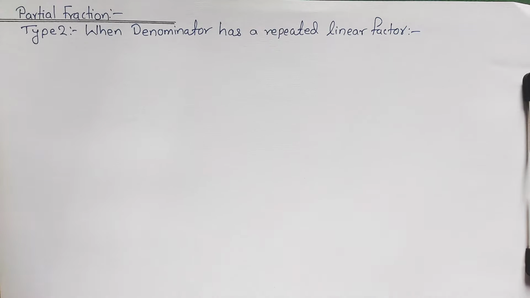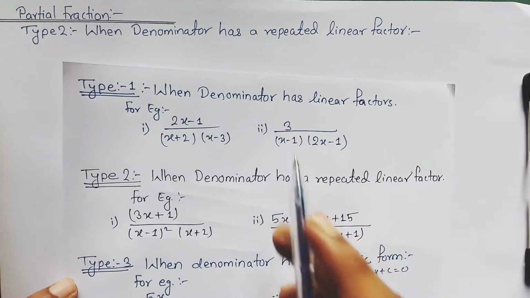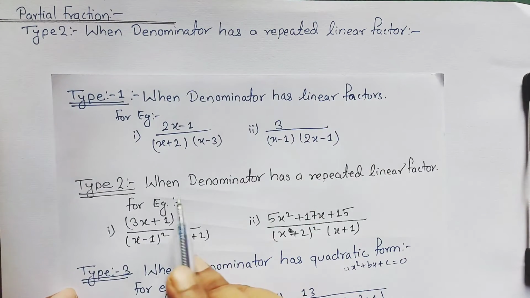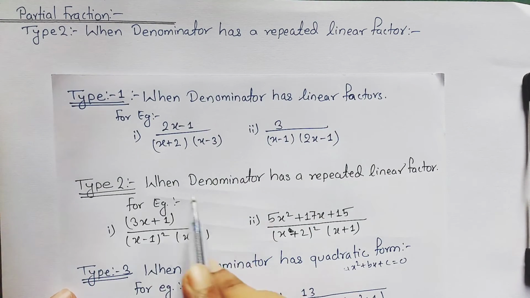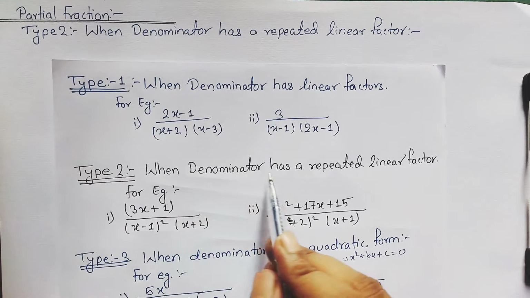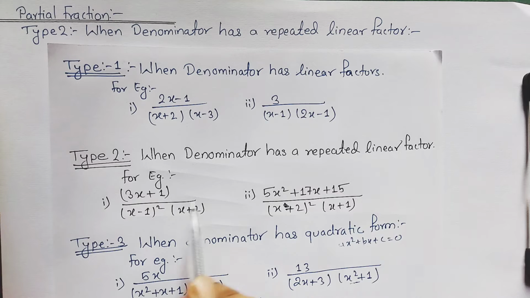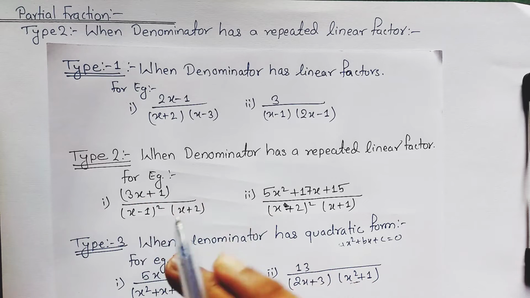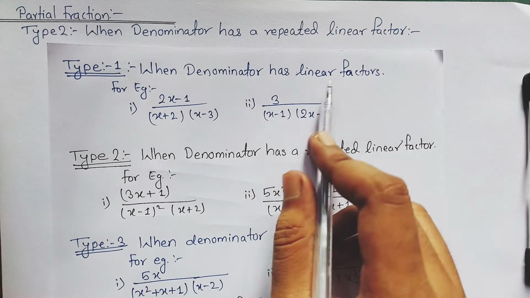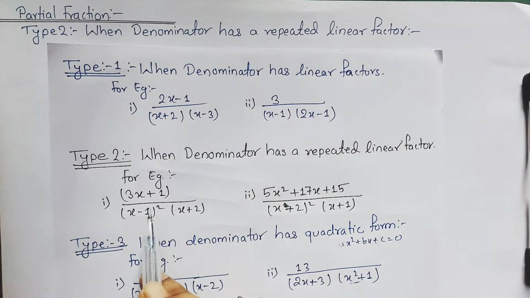And in the previous lecture I discussed the case when the denominator has linear factors. This is the second type, in which I am going to discuss when the denominator has a repeated linear factor. Repeated linear factor means one of the factors in the denominator has a power. In the first type there were simply linear factors only, but here it has a power, it may be 2, 3, 4, 5, any.